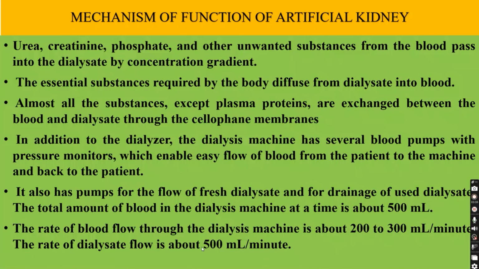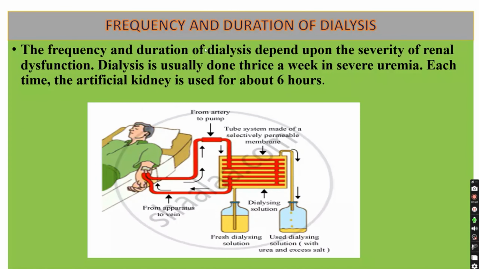Dialysis is usually done thrice a week in severe uremia patients, and each time the artificial kidney is used for about 6 hours. This is the machine where the blood is collected from the artery and pumped into the tube, where it meets a selectively permeable membrane.